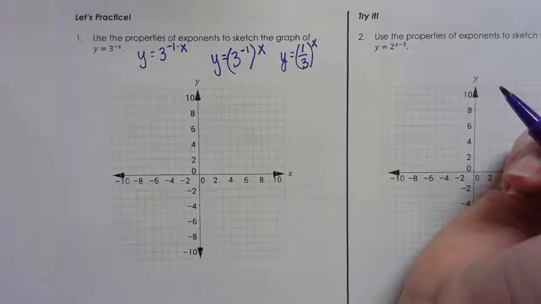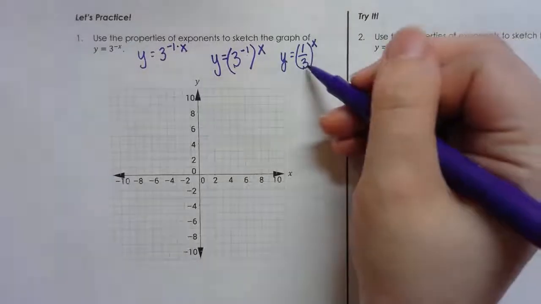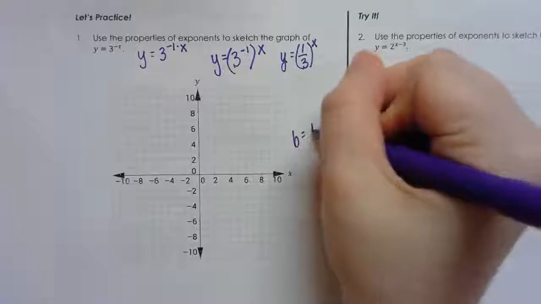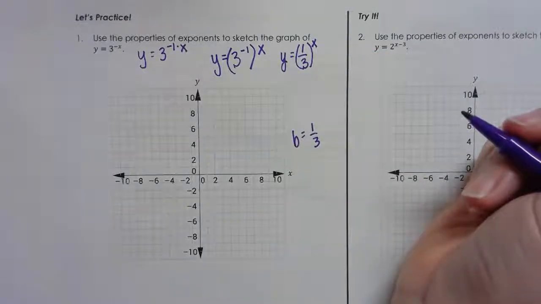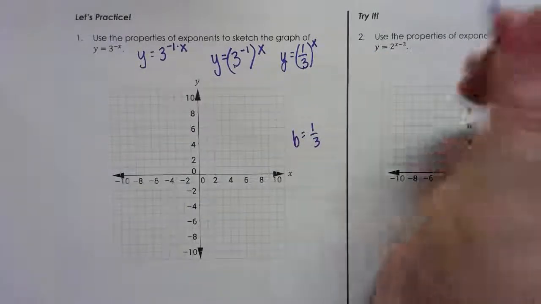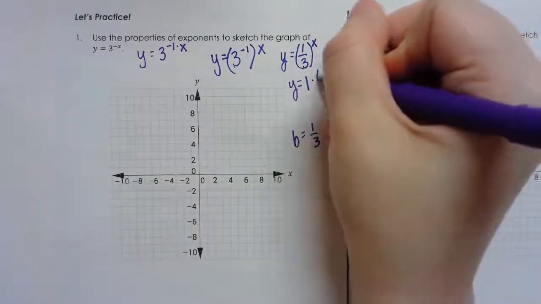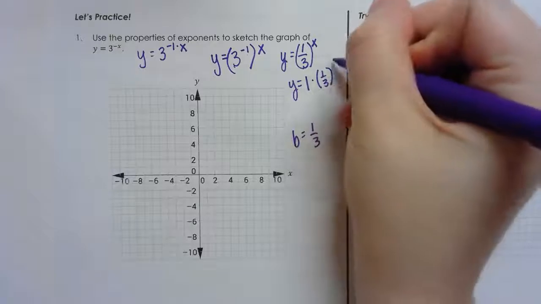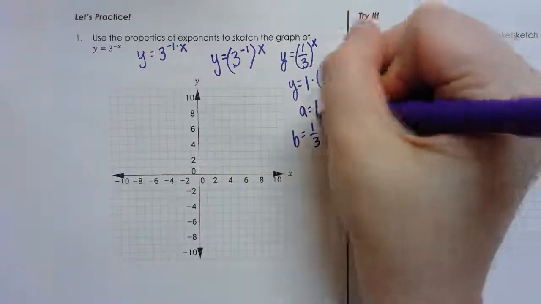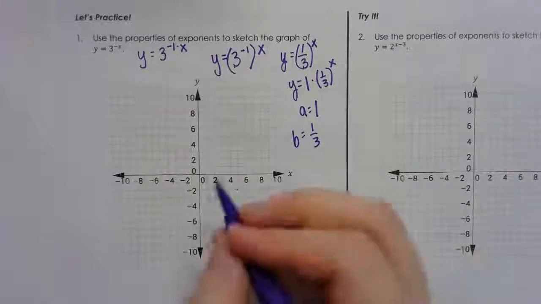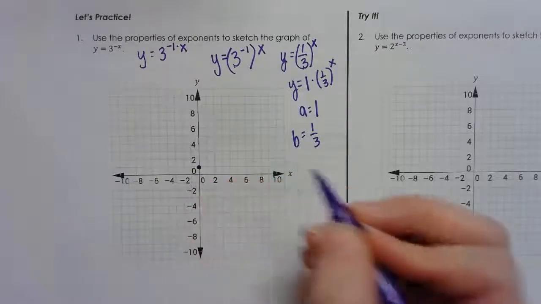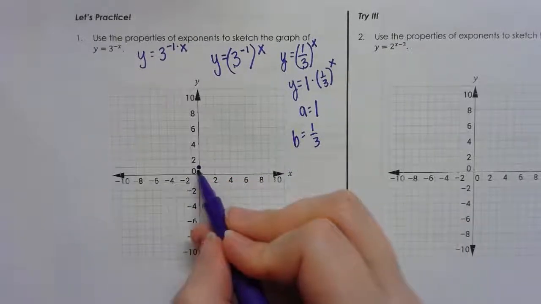And then one more thing. Remember, this is my common ratio. I know my b is 1/3. What is my a? Okay, you're right, the a is 1, so y equals 1 times 1/3 to the x. So a is 1, my y-intercept is at 1, and my common ratio is 1/3.